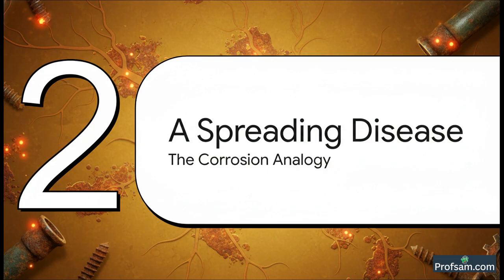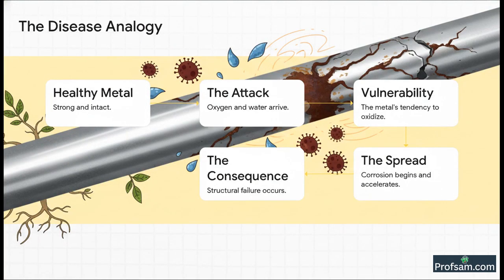But instead of attacking a living body, it is attacking a piece of metal. Let's see how this works. First, you have a healthy metal, which is strong. Then, the attackers come, oxygen and water. They find a weak point, which is the metal's own tendency to oxidize. The corrosion begins, and just like a disease, it spreads and gets faster, making the whole structure weak. And the final result is failure, just like how a disease can make an organism very weak.